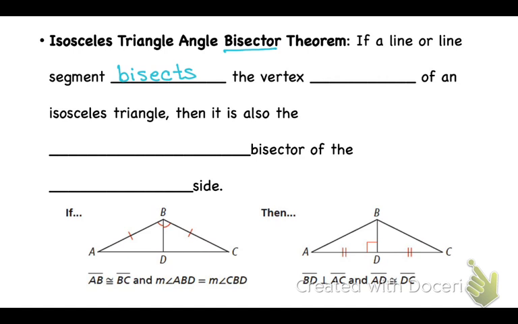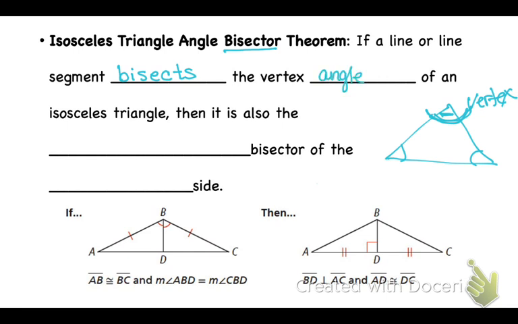Okay, bisects the vertex. Now the vertex is the top angle that's not equal to the other two. That's called the vertex of an isosceles triangle. Everyone get that? Here's an isosceles triangle. These angles are equal. This angle right here is the vertex angle. Make sense? It has to be not equal, because it's the vertex angle. No matter where it's at, it's the one that's not equal to the other two.